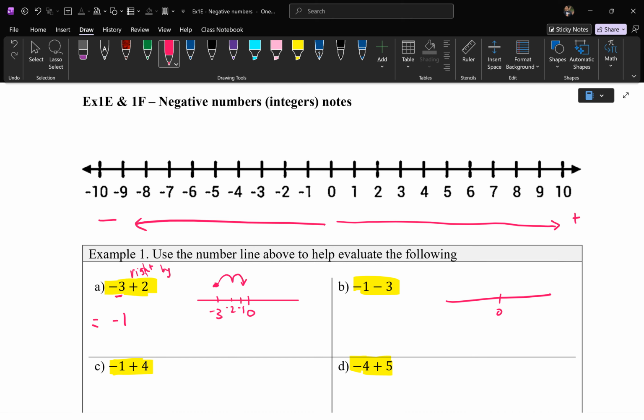Left. Hands up for left. Hands up for right. Okay, good. So we're on the left side because it's -1. So -1, I'll write -1. Here we go. I start here.